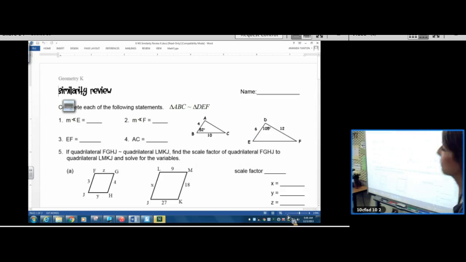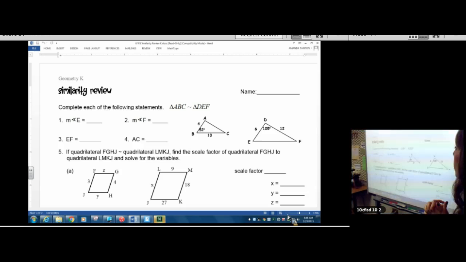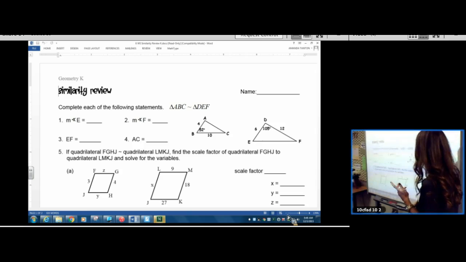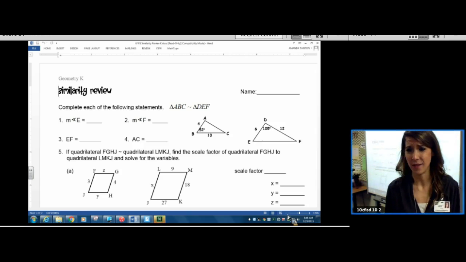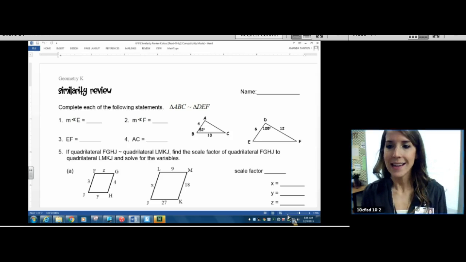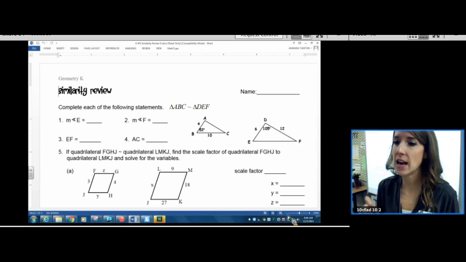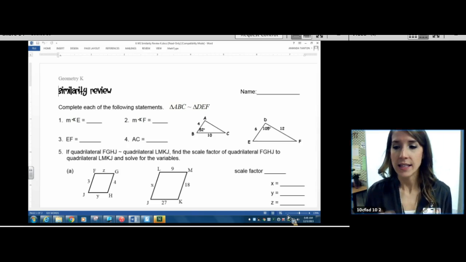Okay, on the similarity review, complete each of the following statements. Triangle ABC is similar to triangle DEF. Now, you do want to pay attention to what it's asking for. It's asking for the measure of angle E. It's not asking which angle E is congruent to. So you really have to be careful about what the question is asking. It's asking for what it equals, not what it's congruent to.